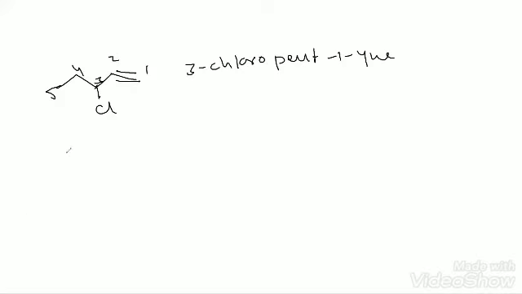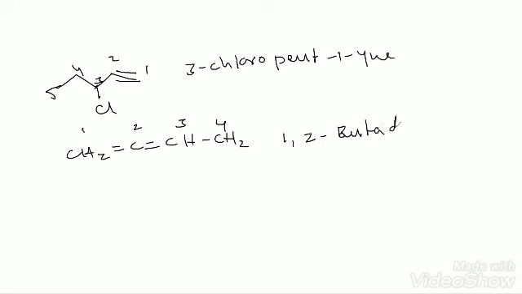And suppose you have CH2, C double bond, CH2. Suppose this is your compound; the numbering should be given from this side: 1, 2, 3, 4. Here we have 2 double bonds. Whenever we have 2 double bonds, the ene has to be written as diene. According to this, at the first position we have an unsaturation site, and at the second position we also have an unsaturation site. So you can write it as 1,2-butadiene.